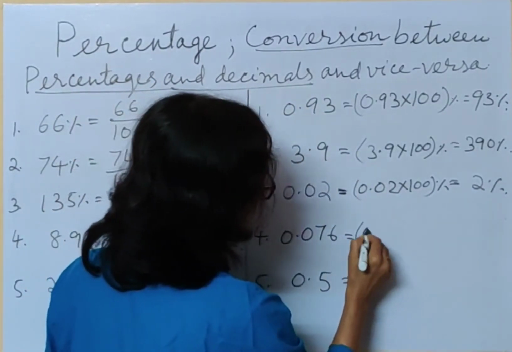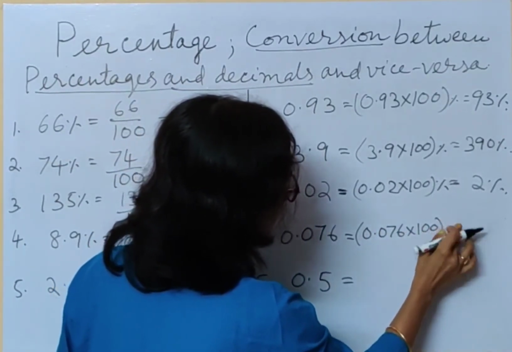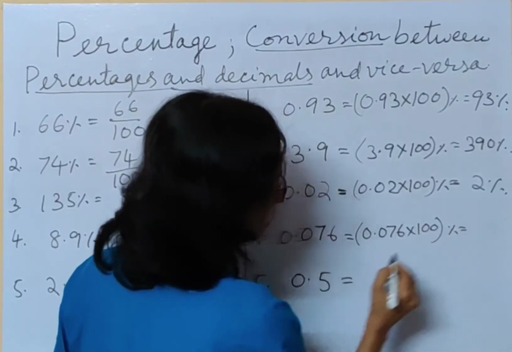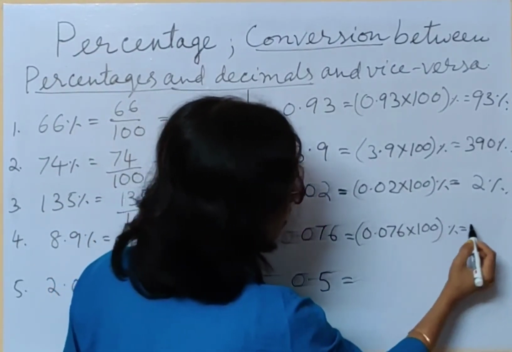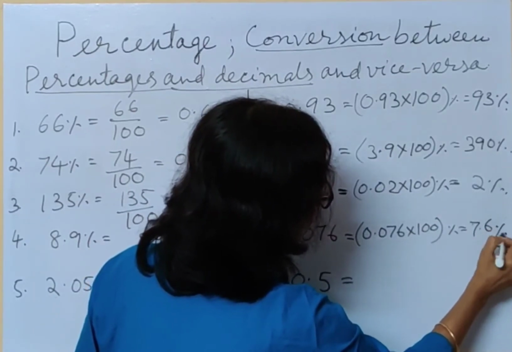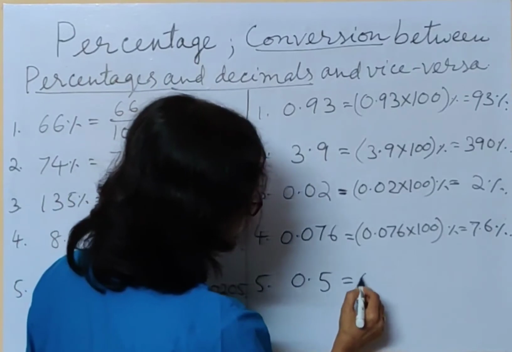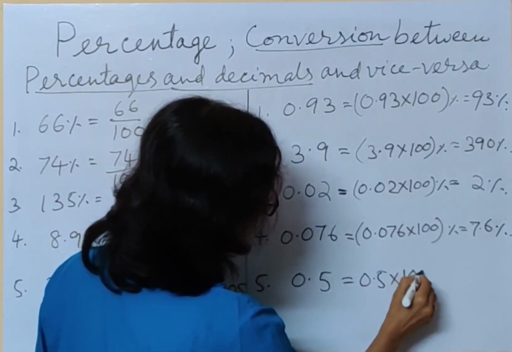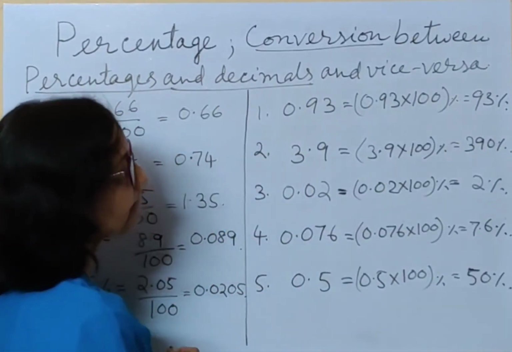Now 0.076 multiplied by 100 and you write the percent symbol. Here you can see 2 zeros, so 2 places to the right. So 7.6%. And now 0.5. So 0.5 multiplied by 100 and we write the percent symbol, 50%.